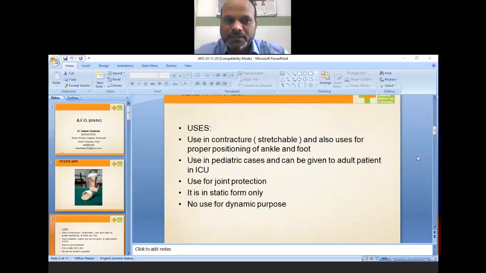Use in pediatric cases, and it can be given to adult patients in ICU. So just remember, if the patient is stable and the patient is in ICU, not walking, at that time you can use this splint basically for the positioning of the leg or positioning of the foot, right? Use for joint protection. Yeah, if some patient has come who has some joint problem or some joint deformity also, at that time we can use this splint also.